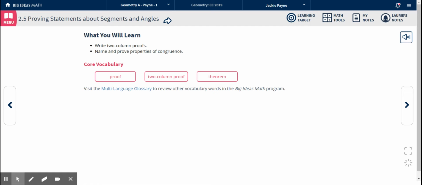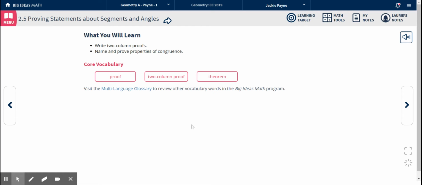As you can see, the title is Proving Statements About Segments and Angles. This is actually going to be using some of the stuff that we learned earlier in chapter 1, like the segment addition postulate and the angle addition postulate. We've already done algebraic proofs. Now we're going to officially take notes on how to do a geometric proof.